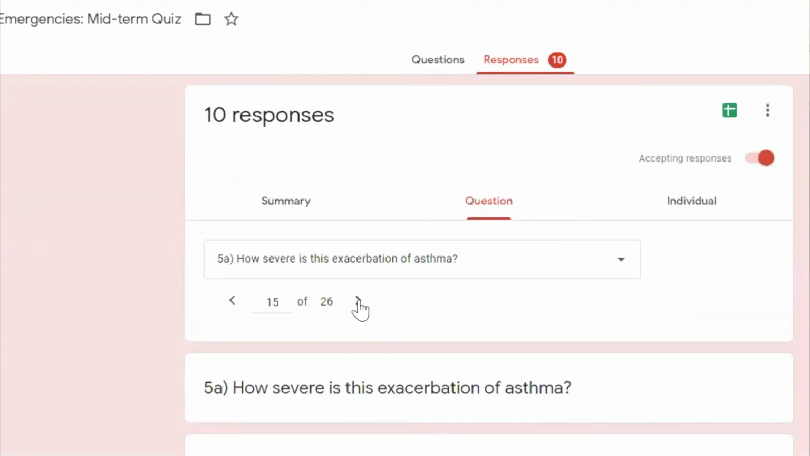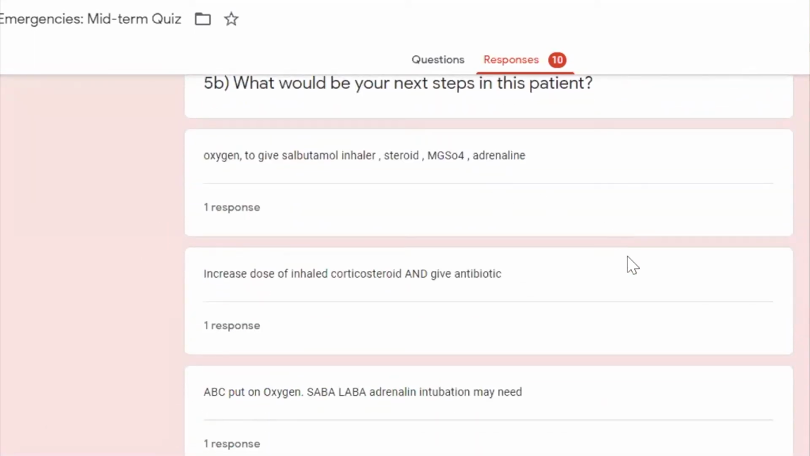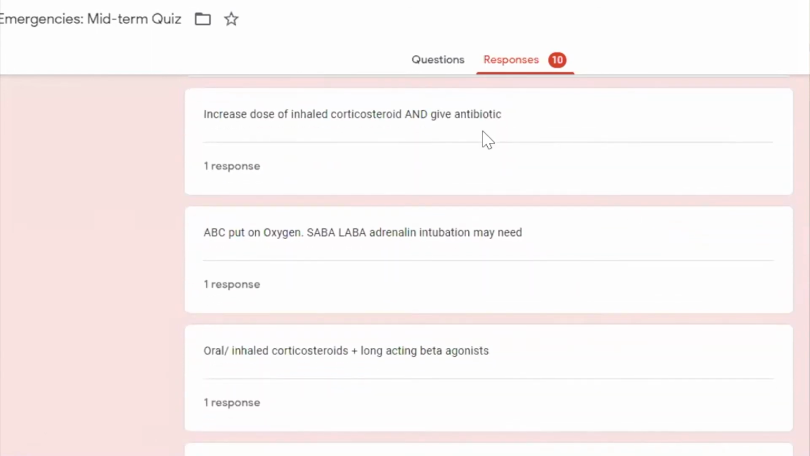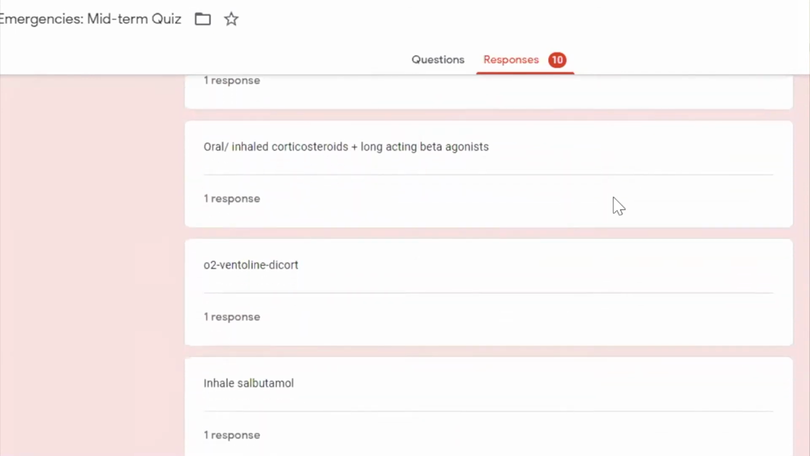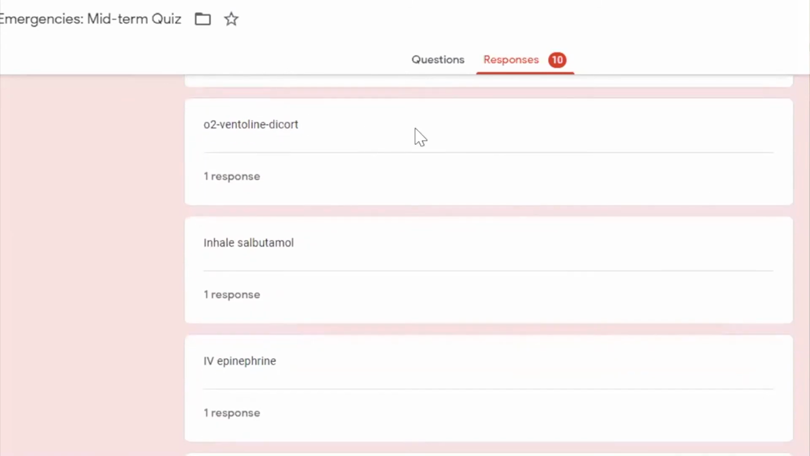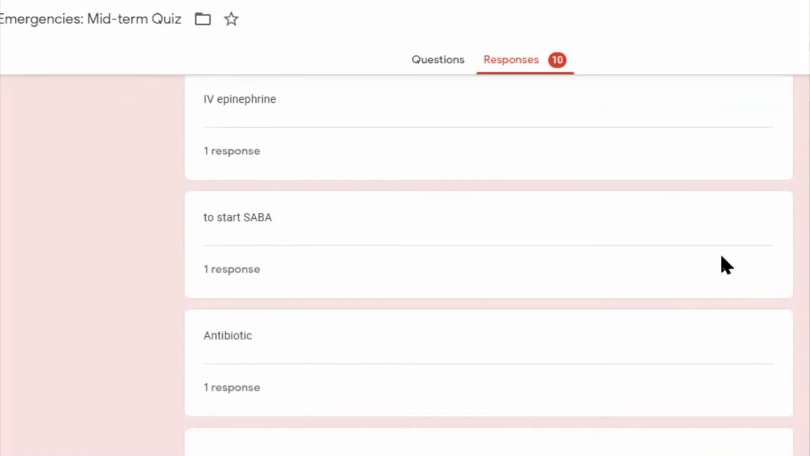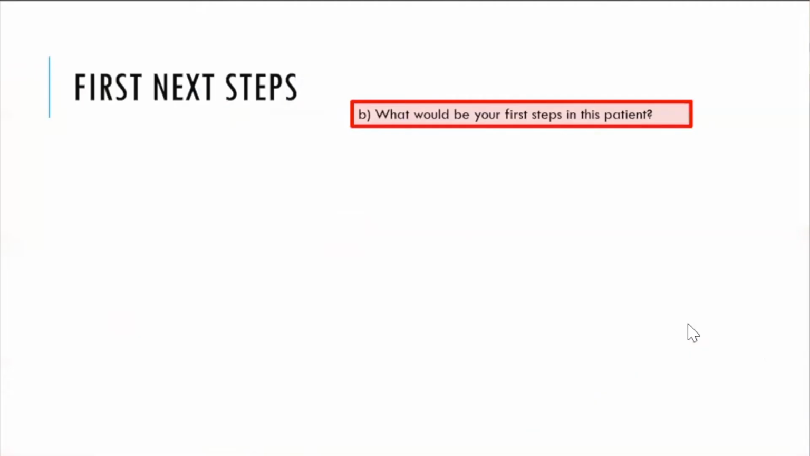So if we go to the top and look through what we wrote: oxygen, salbutamol, steroid, magnesium, adrenaline, absolutely. Inhaled corticosteroid and antibiotic, brilliant. SABA, LABA, adrenaline, intubation may be needed, fantastic, whoever wrote that. Inhaled corticosteroids, long-acting agonists, yep. Ventolin, Diacort, salbutamol, IV epinephrine, yes, potentially. SABA, antibiotic, yep. So all good suggestions for sure.